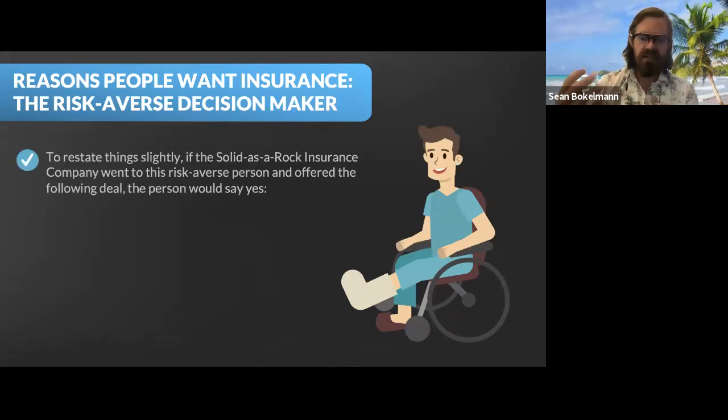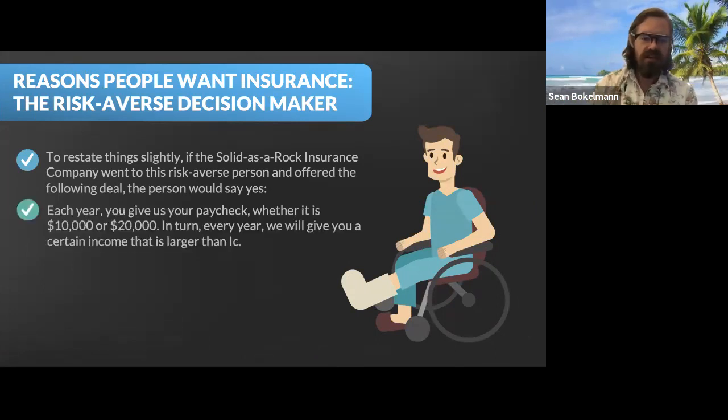Let me state this slightly differently to make it a little more clear, right? Imagine that Rock Insurance goes to this person and offers: each year you give us your paycheck, whether it's the bad state and you earn $10,000, or the good state and you earn $20,000. And in return, every single year we will give you a certain income, the certainty equivalent, $13,000. If the insurance company came to this person with that offer, they would say yes, definitely, right?